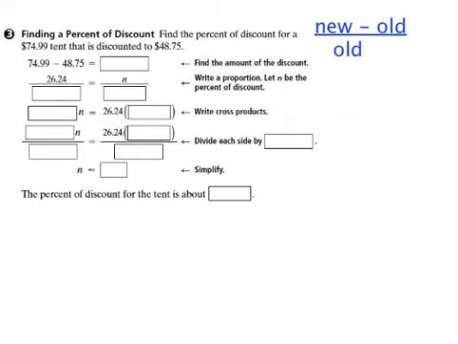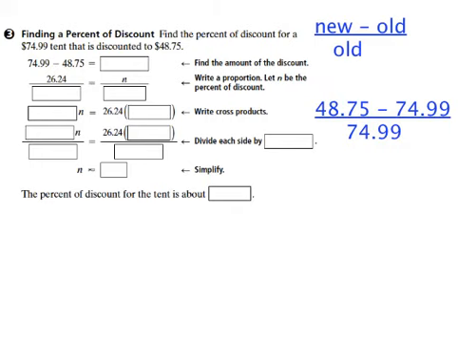This is going to give us a negative number. That's okay. That just confirms that this is a decrease. And when you have a percent of discount, that's exactly what it should be. It should be going down, so it's going to be negative. So in this case, we're going to take the new, which is $48.75, minus the old of $74.99. We place that over the old of $74.99.